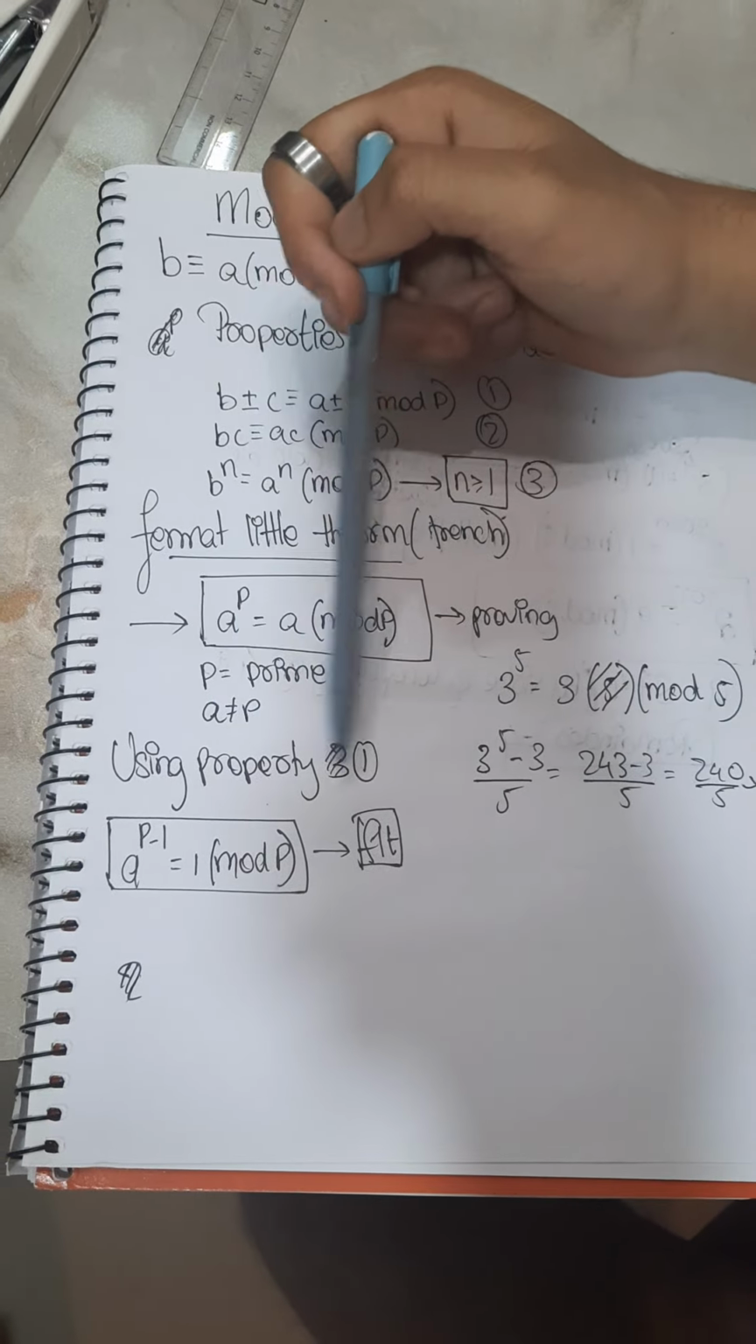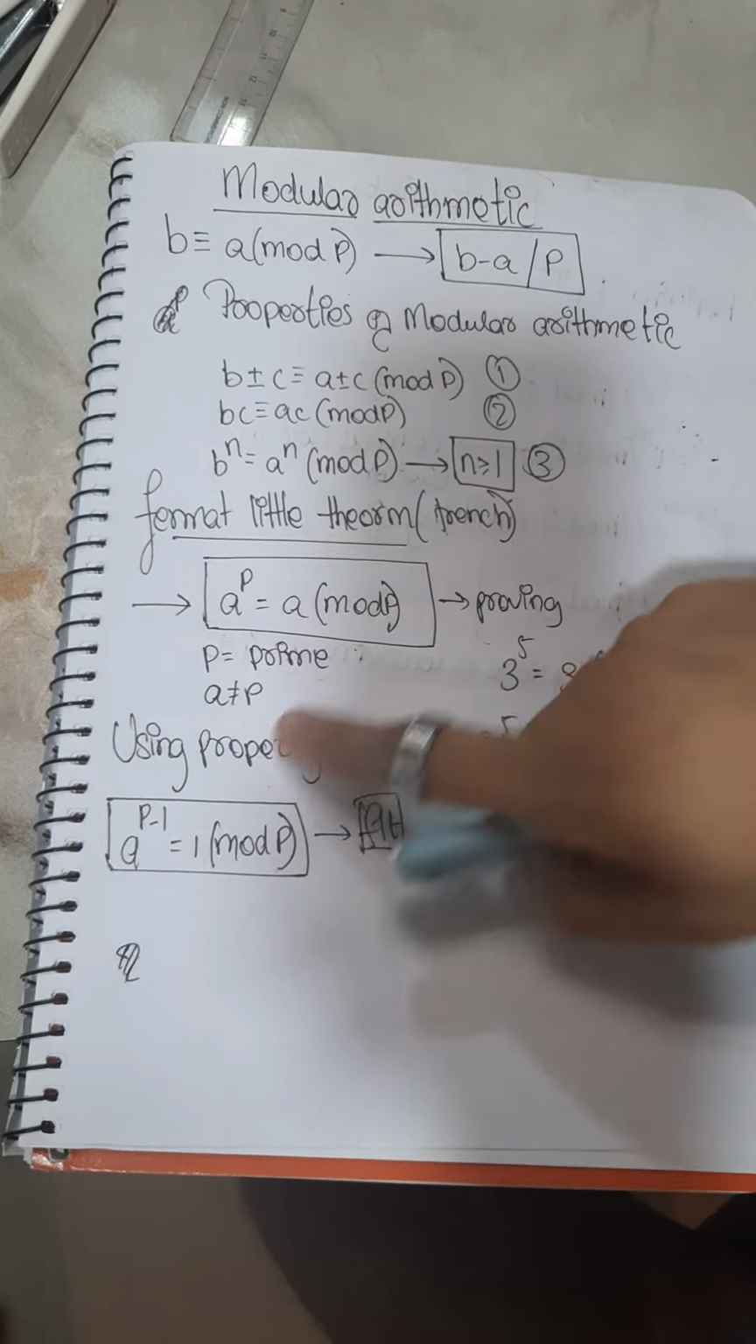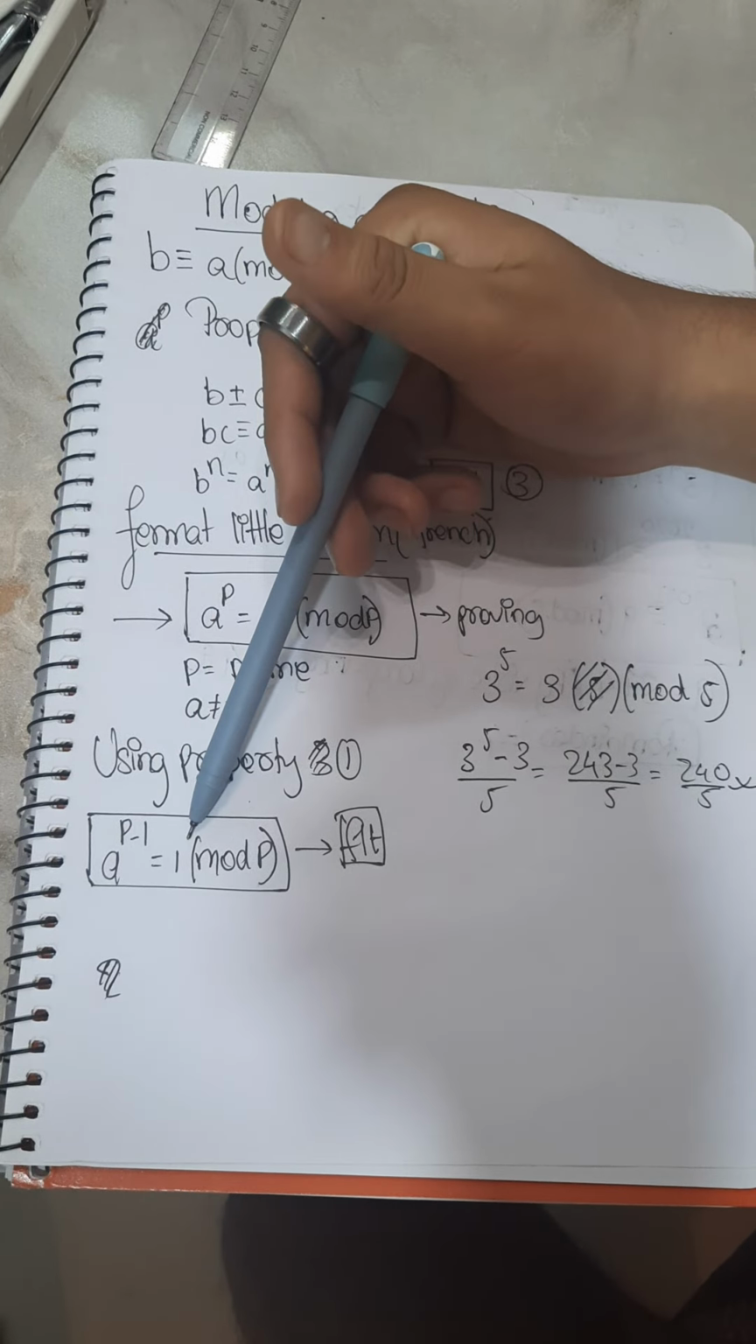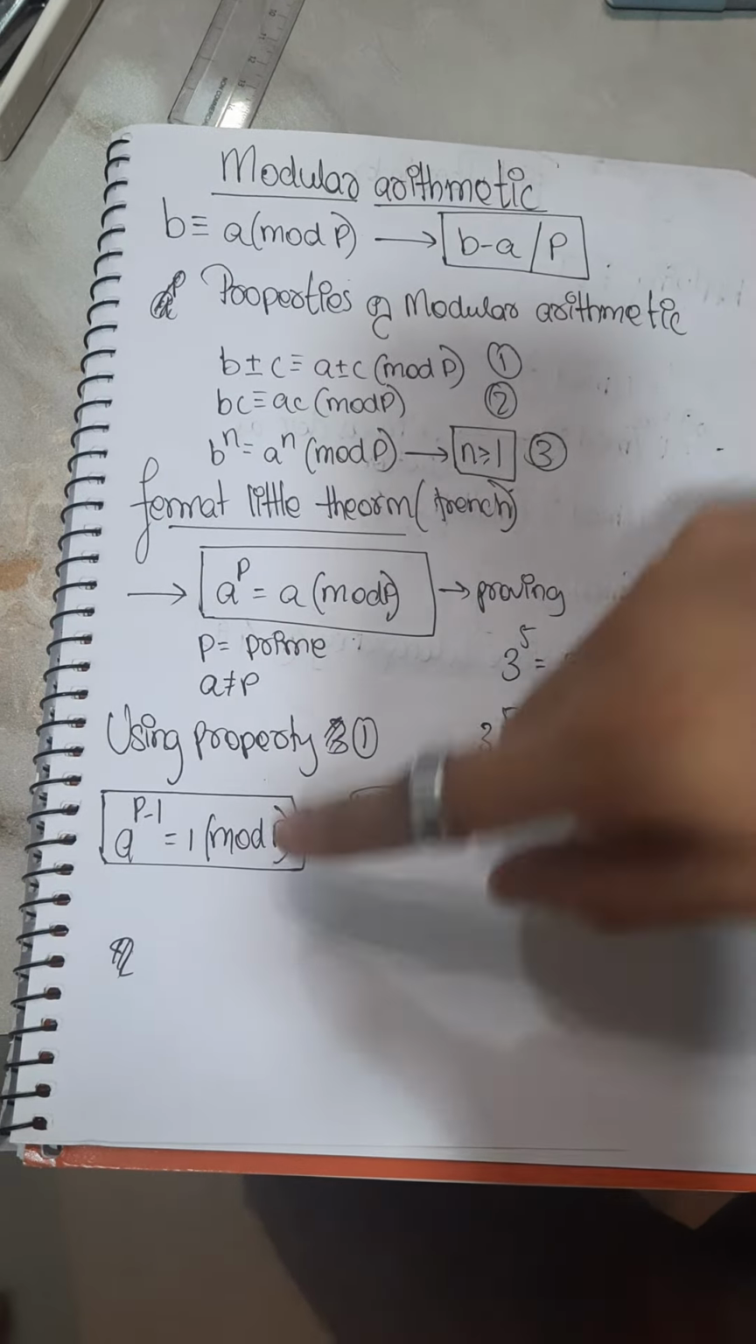Now, using property number 2, I can divide both sides by a, which gives me a to the power of p minus 1, which is congruent to 1 mod p. And this will be useful for solving problems using modular arithmetic.